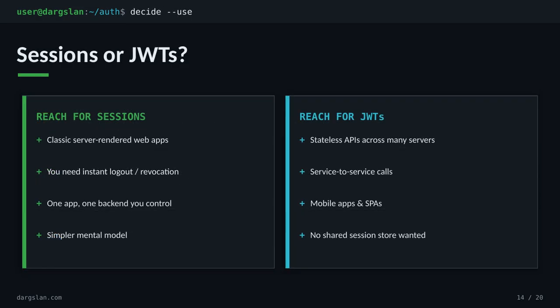So how do you actually choose between them? Reach for sessions when you're building a classic server-rendered app, when you need to kill a login instantly, or when it's just you and your backend. Simpler model, fewer moving parts. Reach for JWTs when you're spread across stateless APIs, doing service-to-service calls, powering mobile apps or SPAs, or when you really don't want a shared session store in the mix.